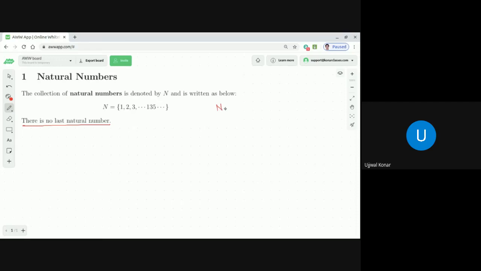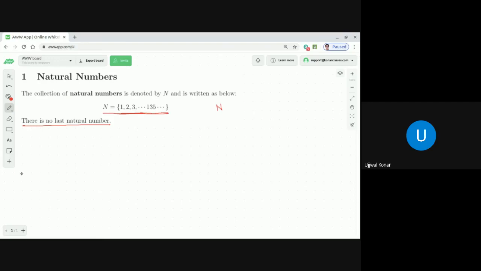In simple terms, we can say the natural numbers start with 1 and it is incremented by 1 and goes on. So as you see here, I wrote 1, 2, 3. In that way it goes, you'll get one number called 135 and so on. Okay, so this is called the natural numbers.